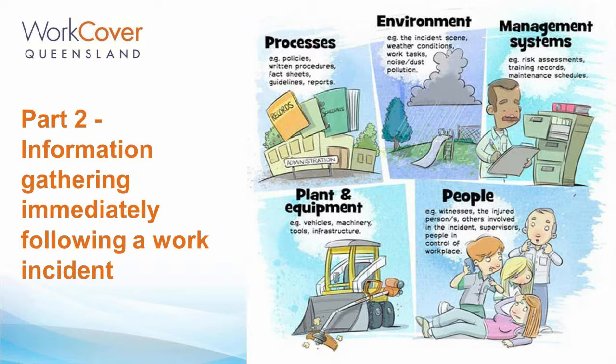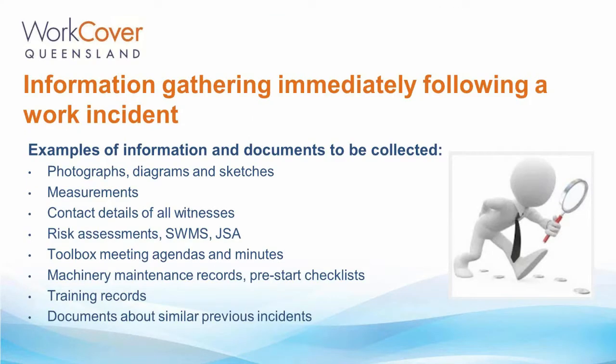First, let's discuss information gathering immediately following a work incident. The immediate priority in the aftermath after an incident at work is to attend to the injured, isolate the incident, and minimise the risks to the health and safety of all other workers in the area. Once this has been attended to, it is time to start investigating the incident. Slap on that investigation hat.